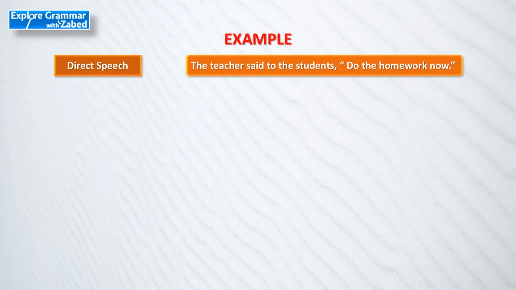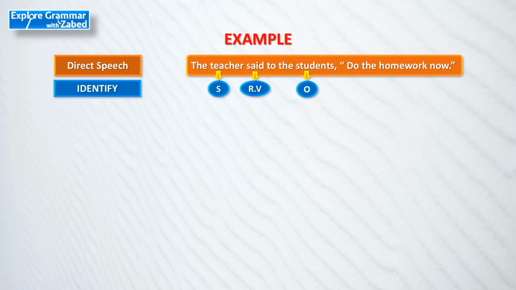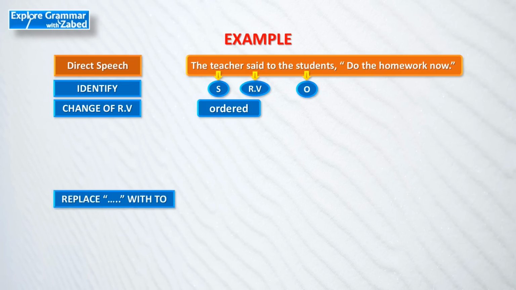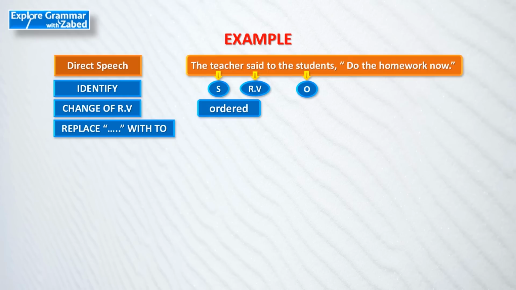Let's understand the 5-step formula with an example. The teacher said to the students, "Do the homework now." Step 1 is to identify. Here, the teacher is the subject, the students is the object. Said to is an example of reporting verb. Step 2 is to change of reporting verbs. Said to will become ordered, as the teacher was giving an order to the students. Step 3 is to replace inverted comma with to.